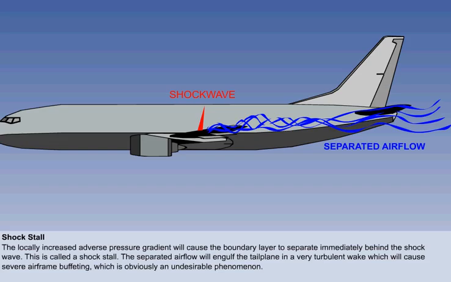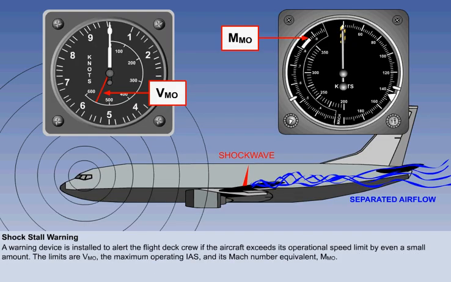The separated airflow will engulf the tailplane in a very turbulent wake, which will cause severe airframe buffeting, obviously an undesirable phenomenon. This high-speed buffet, or shock stall, can seriously damage the aircraft structure. So an artificial warning device is installed to alert the flight deck crew if the aircraft exceeds its operational speed limit by even a small amount.